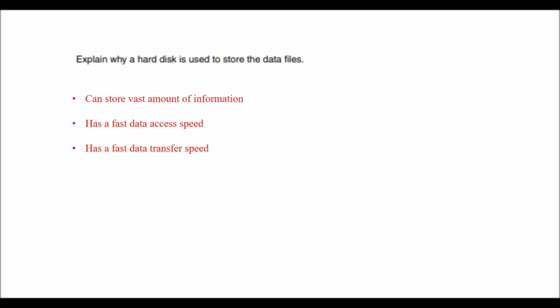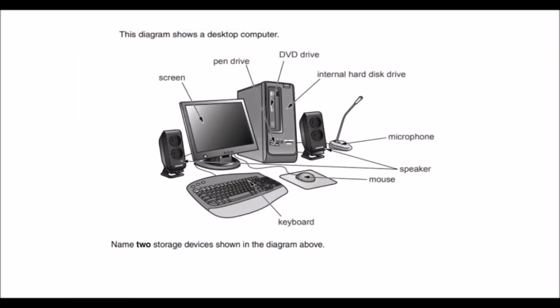All right. Now, this one says explain why a hard disk is used to store the data file. Why do we use hard disk? It can store vast amounts of information, has a fast data access speed, and has a fast data transfer speed as well. Most computers actually come with a hard disk. Now, what about this? This one says the diagram shows a desktop computer. Name two storage devices shown in the diagram above. Yeah, pen drive as well as internal hard disk. Those are the ones, according to this diagram, that are storage devices.